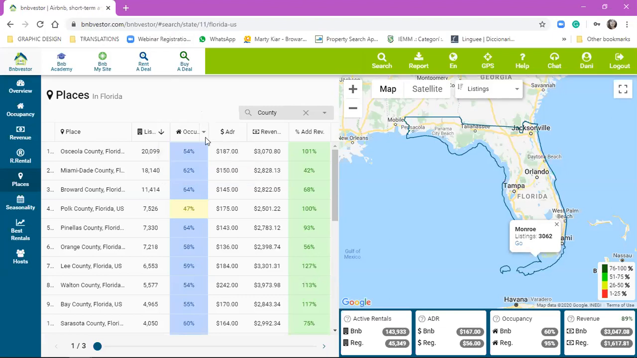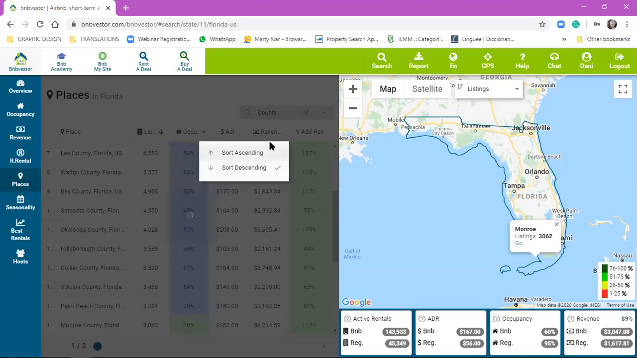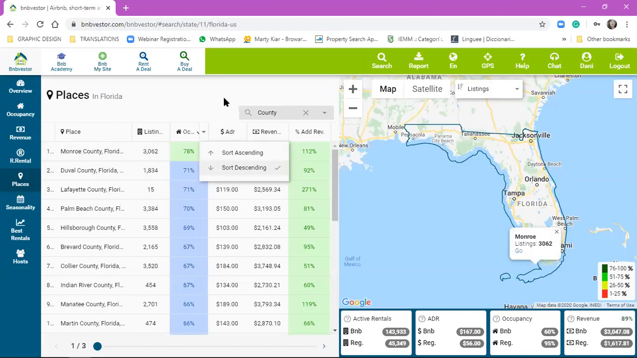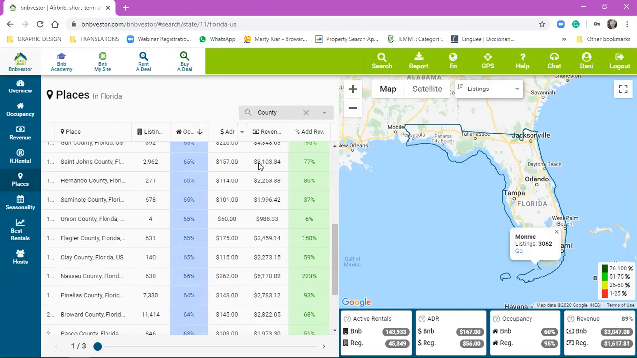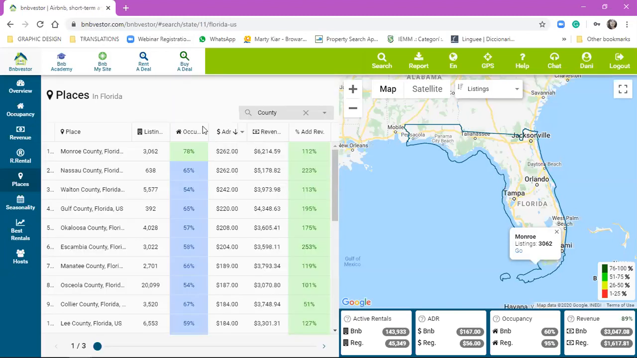rentals. The county that has the most occupancy or the highest occupancy rate. Then we have the county that has the highest average daily rate, which remains Monroe County.